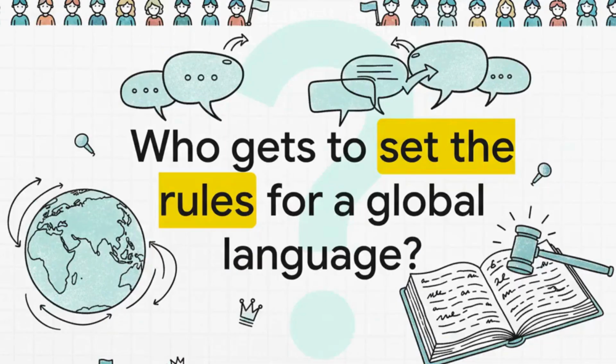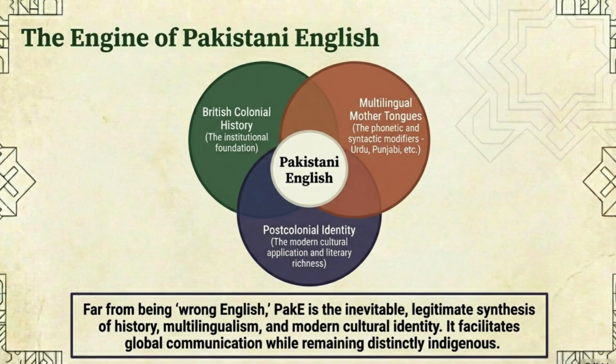And that leaves us with one last, much bigger question to think about. As English becomes this truly global language, it's spoken by way more non-native speakers than native ones at this point. Who actually gets to set the rules anymore? Who decides what's correct? It's a question that really makes you challenge the whole idea of a single standard. And that, right there, is why understanding varieties like Pakistani English is more important than ever.